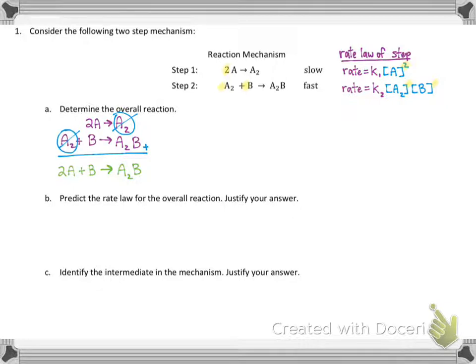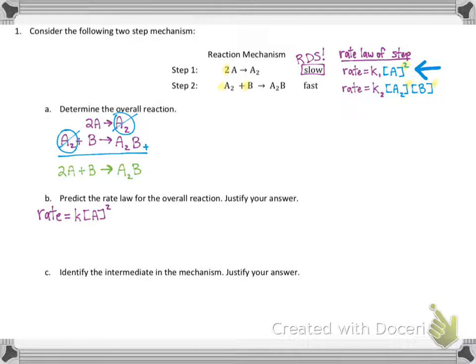So, hey, that makes our lives easy. The first step is the slow step. That means I don't even need that one, because this one must be the rate of the overall reaction, at least as predicted from this reaction mechanism. So according to this reaction mechanism, we would predict that this reaction is second order with respect to A. So let's see how we could justify this.